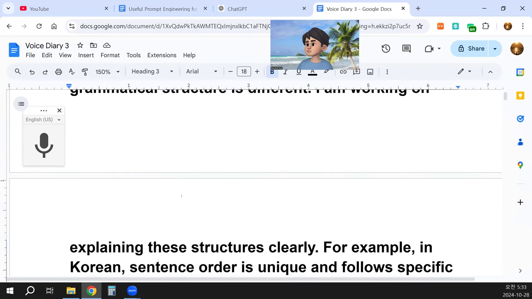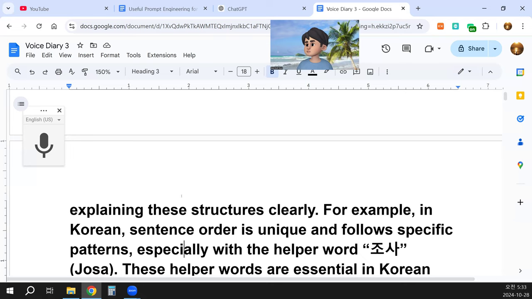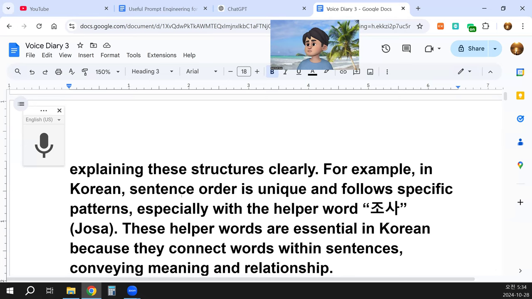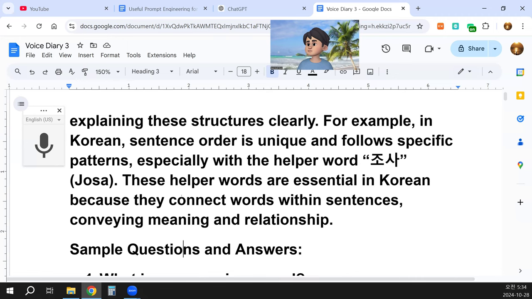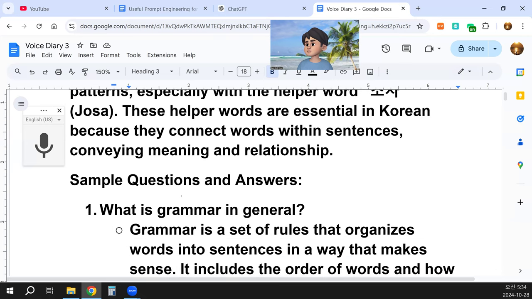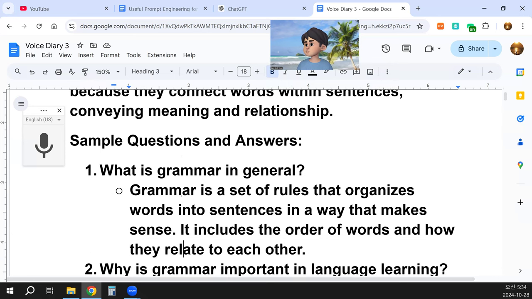For example, in a Korean sentence, the order is unique and follows a specific pattern, especially with the help of the word josa, and these helper words are essential in Korean because they connect words within the sentence, conveying meanings and relationships. Simple question and answers. What is grammar in general? Grammar is a set of rules that organize words into sentences, including the order of words and how they relate to each other.